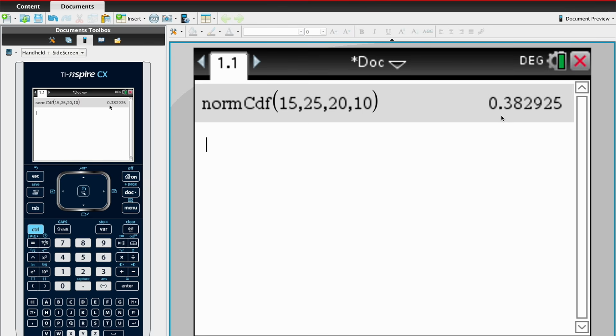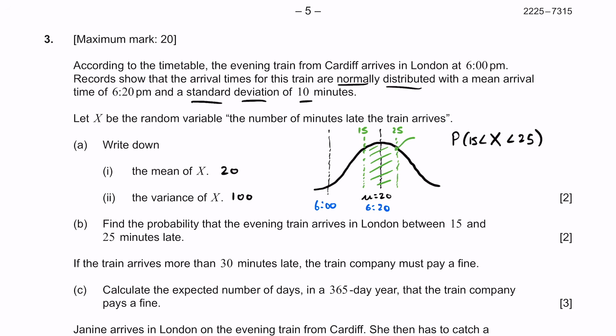All right, so 0.3829, or 0.383. As a percent, that would be 38.3% of the time the train is between 15 and 25 minutes late. So let's write that out. Going back to the document here, we have an answer, which I'm going to write here, of 0.383.